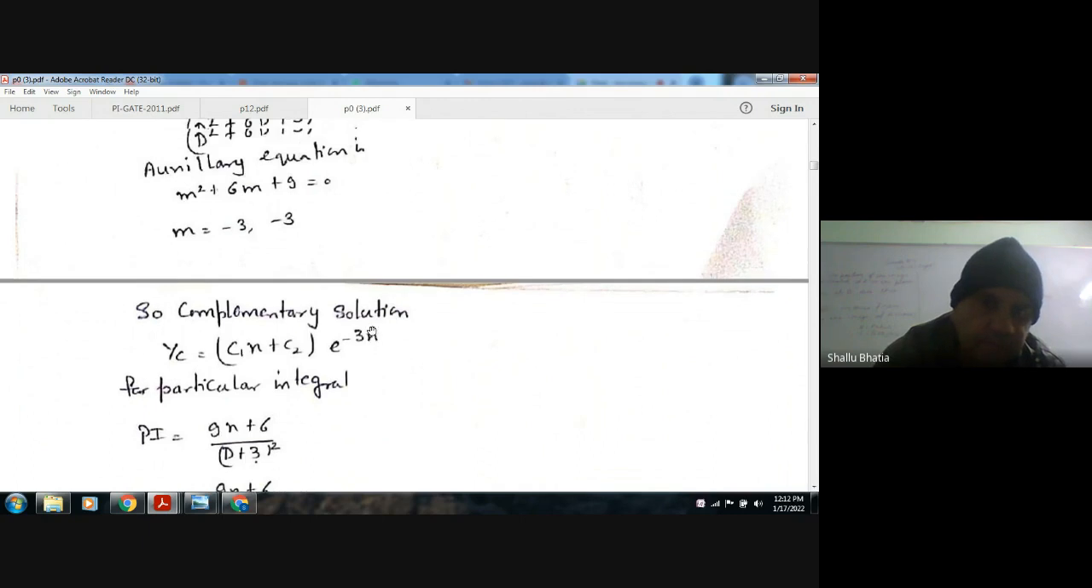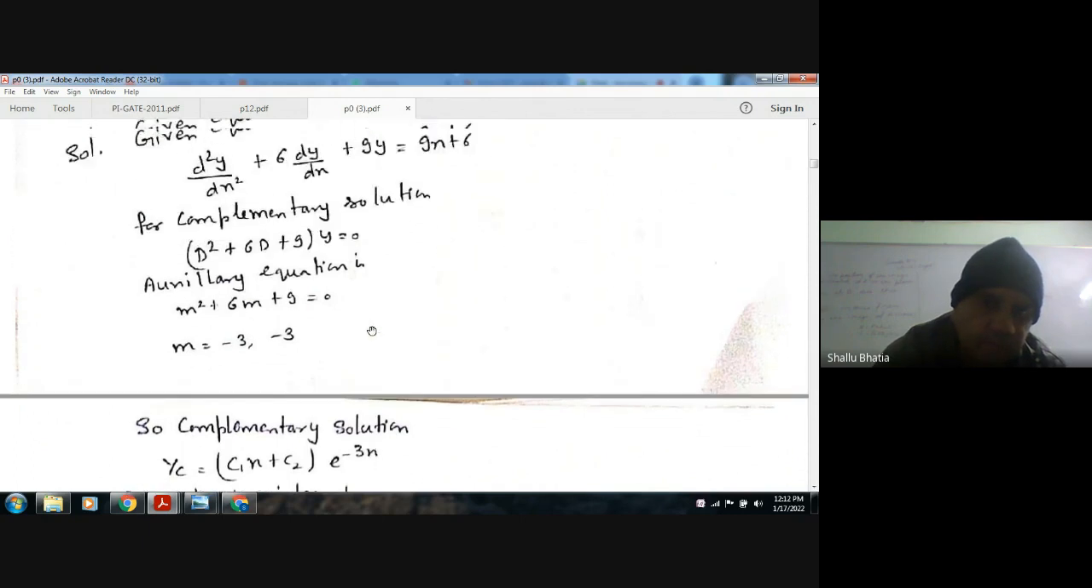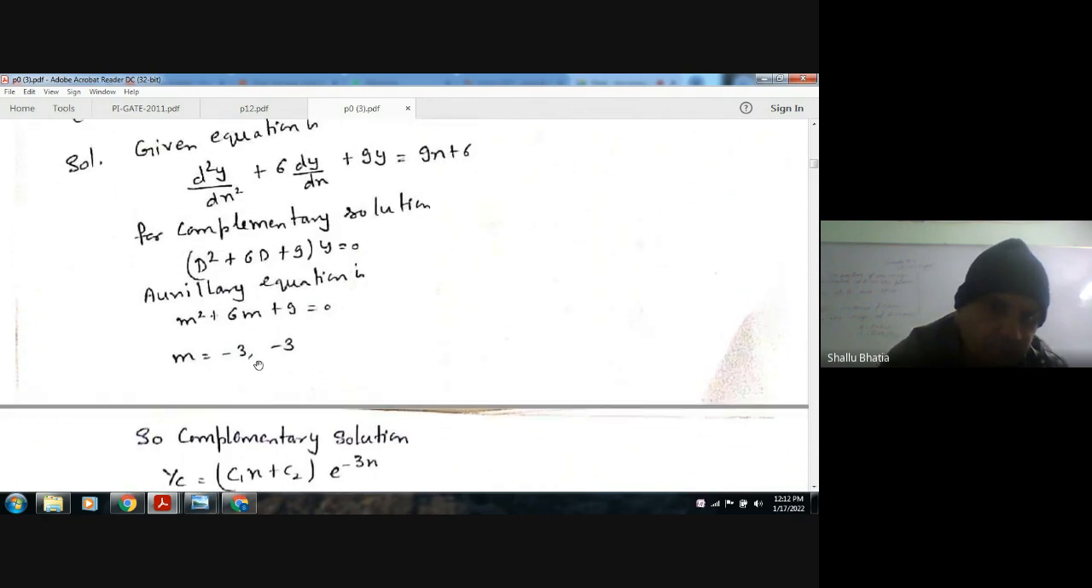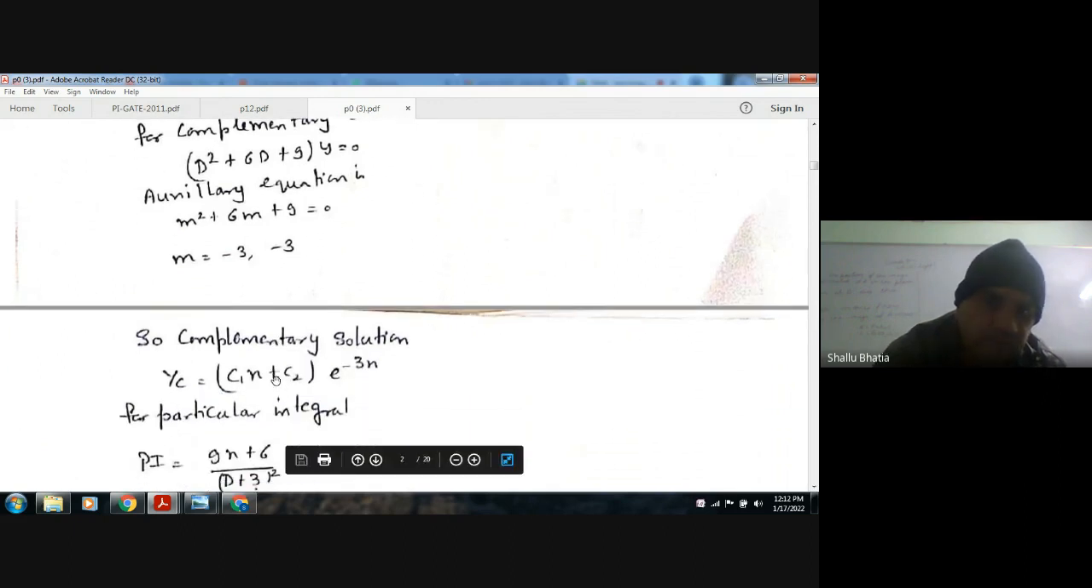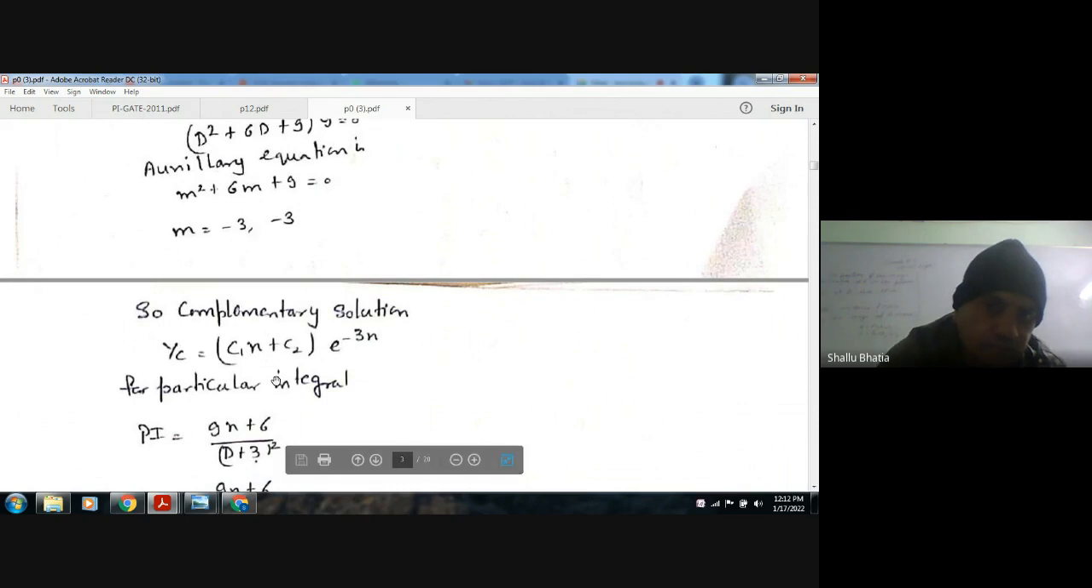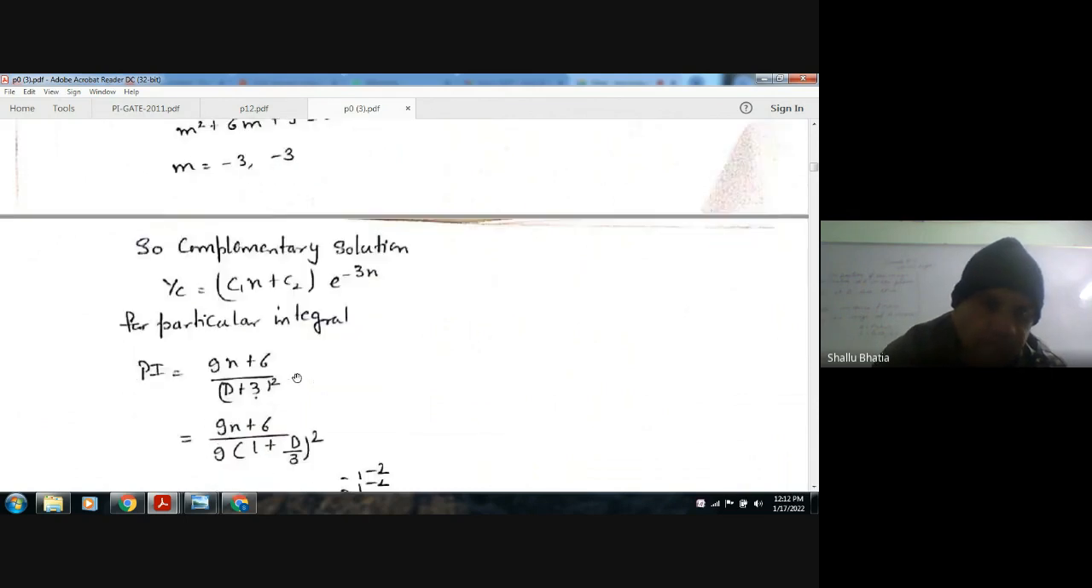So the complementary function is yc equal to (c1x plus c2) e to the minus 3x, because the roots are equal: m is minus 3 and minus 3. So the complementary function is this. Now finding the particular integral.